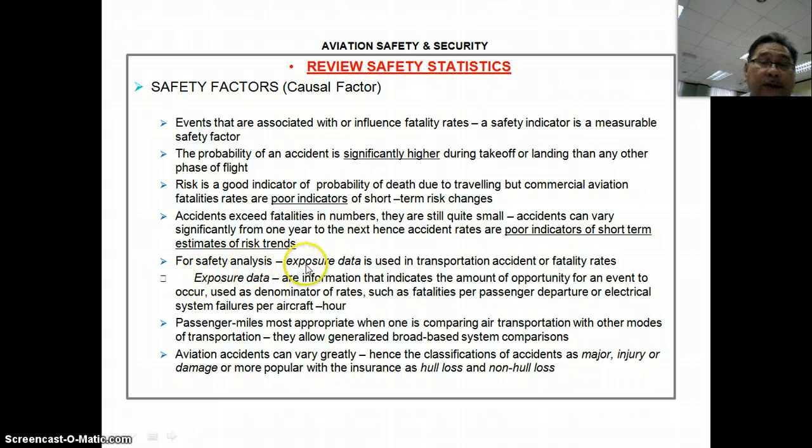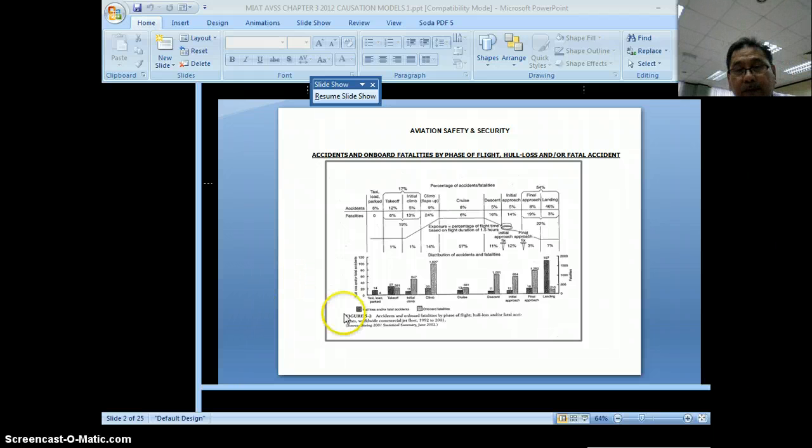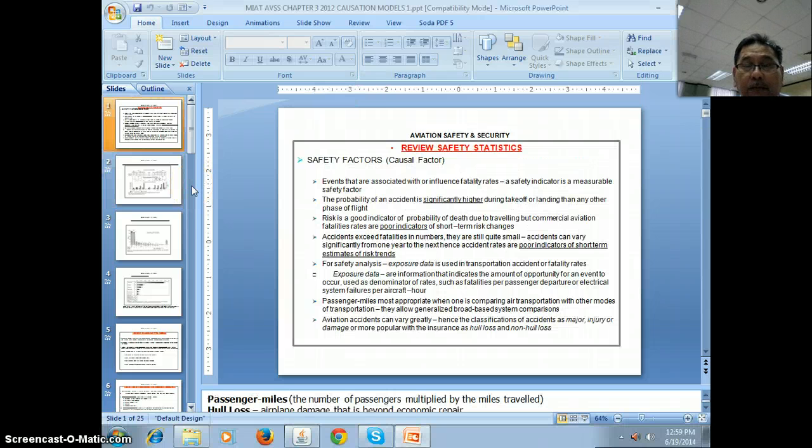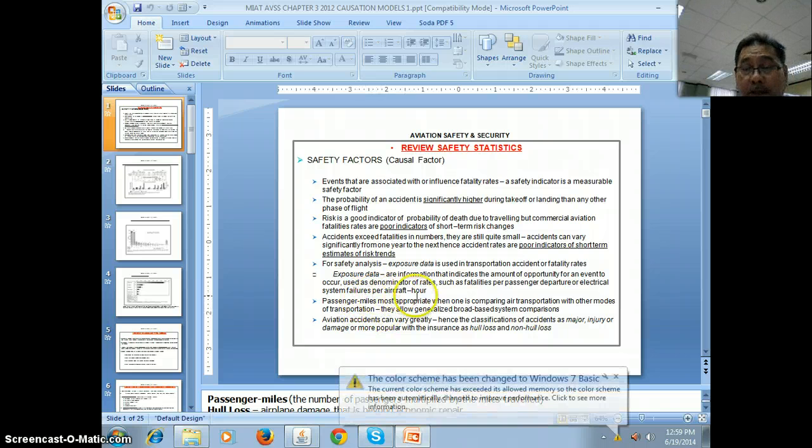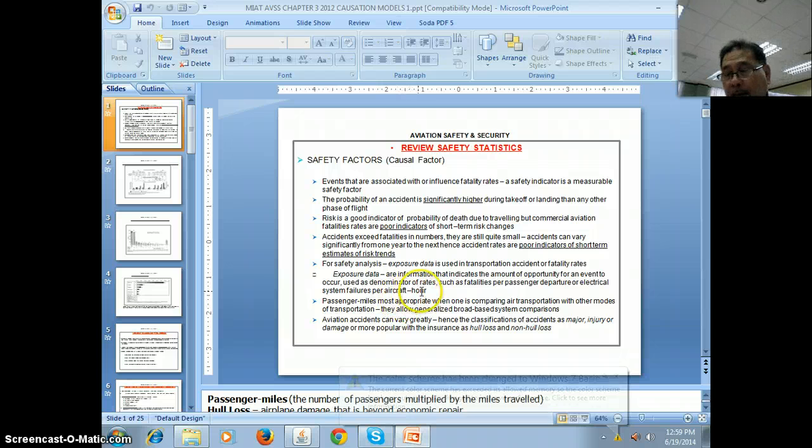Now, for safety analysis, exposure data is used in transportation accident or fatality rates. So what do you mean by exposure data? Exposure data is information that indicates the amount of opportunity for an event to occur, and is used as a denominator of rates, such as fatalities per passenger departure or electrical system failures per aircraft per hour.